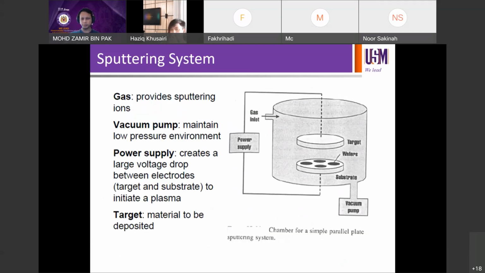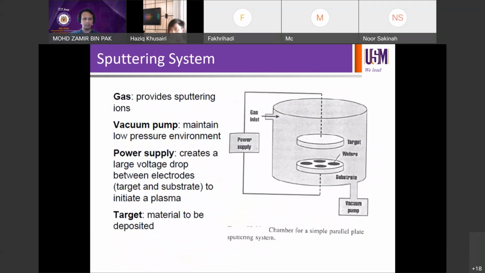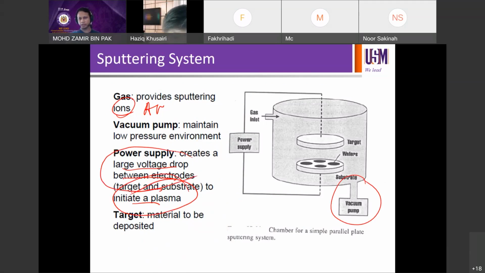And sputtering system. Okay, saya stop kat sini ya. Sputtering system: gas to provide the ion, which is Ar gas. Kita akan energize the Ar plus, and then vacuum to generate the vacuum level, 10^-5, 10^-6, whatever. Power supply to create a large voltage drop between electrodes so that you can create plasma. Right, creation of plasma depends on the voltage drop between your electrodes in the system. Okay, target material is the sputter target to be deposited: silver, aluminium, ITO, zeolite, blah blah.